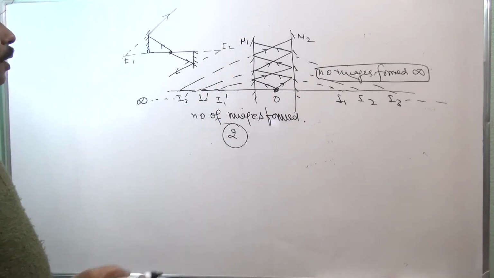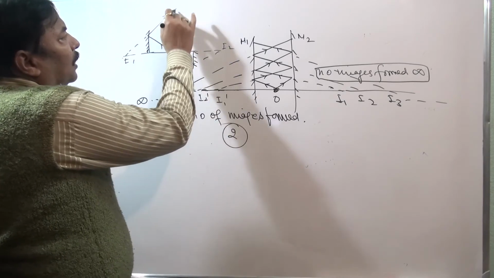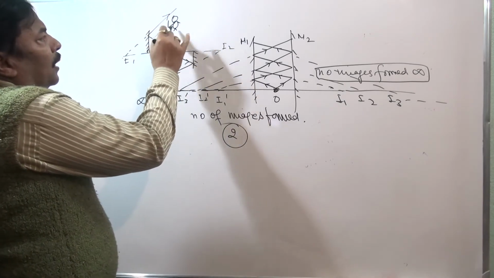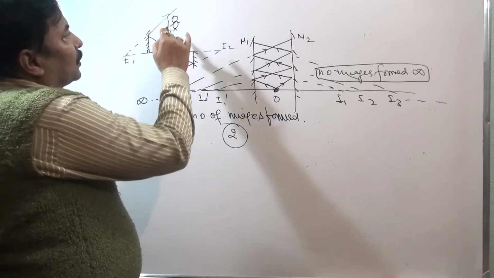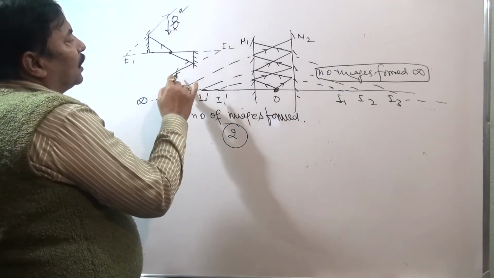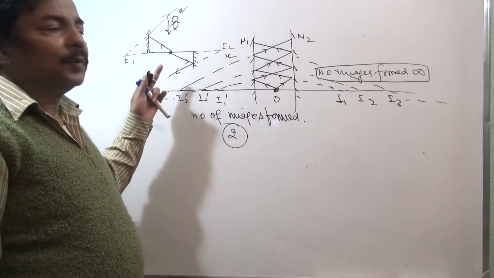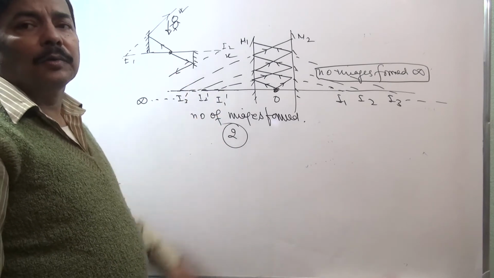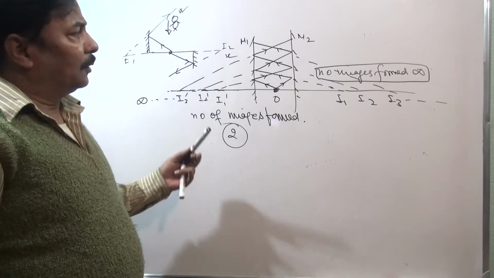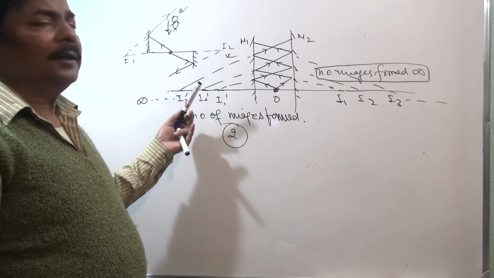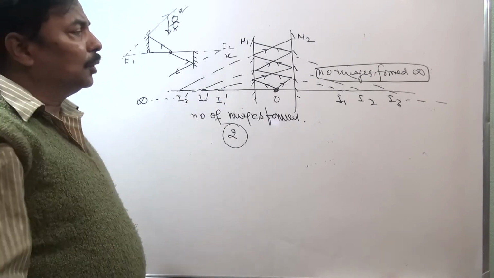But one thing you should also understand: if an observer is moving in this way, then the number of images seen by the observer will be 1 only, because either he will see this image or he will see this image. So at a time the observer will see only one image. This concept should also be known to you, and it will help you in understanding the concept in a better way.